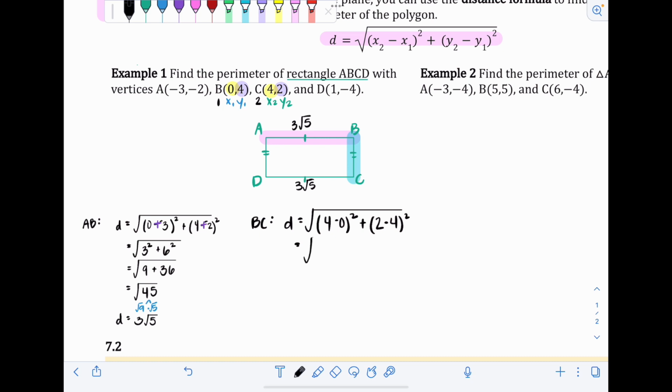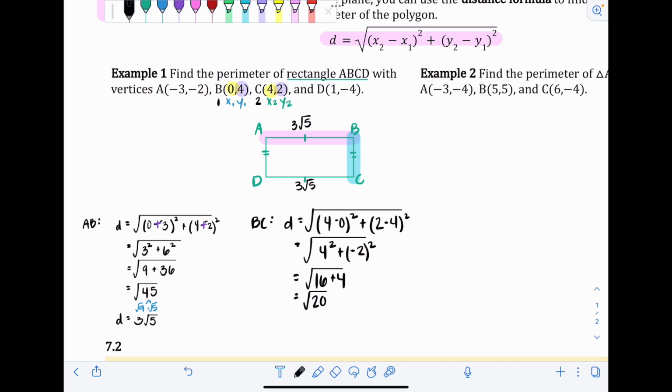And then from there, we'll subtract inside the parentheses. So 4 minus 0, 4 squared, and then 2 minus 4 is negative 2. And then we have to square it. So 4 squared is 16. And then negative 2 squared is negative 2 times negative 2, so it would be a positive 4. And then 16 plus 4, we can add those two together to get 20.